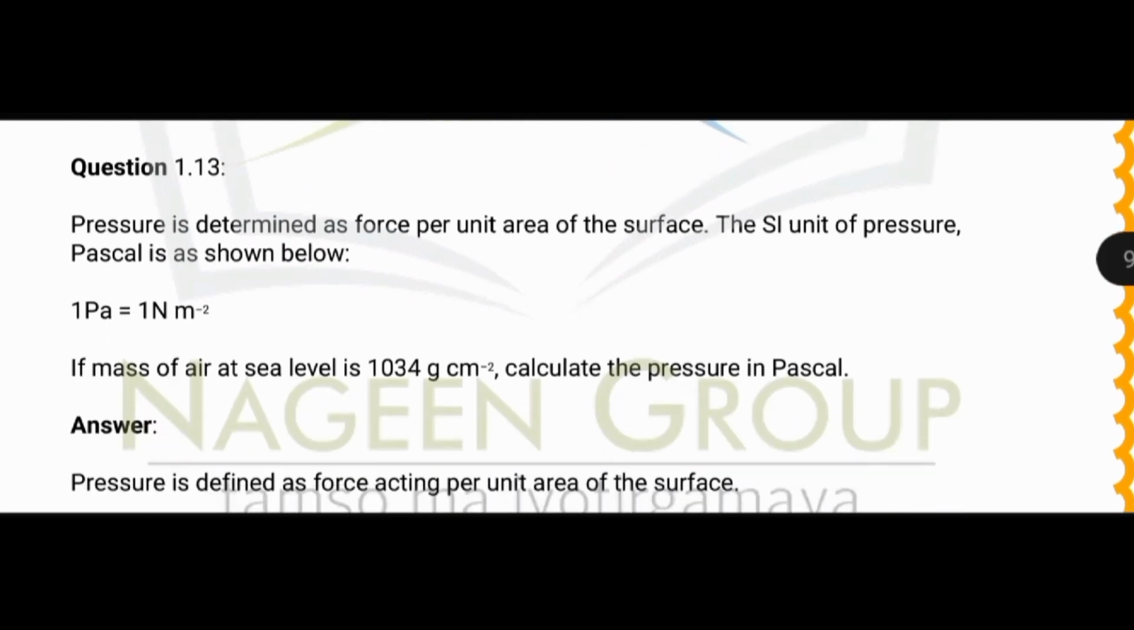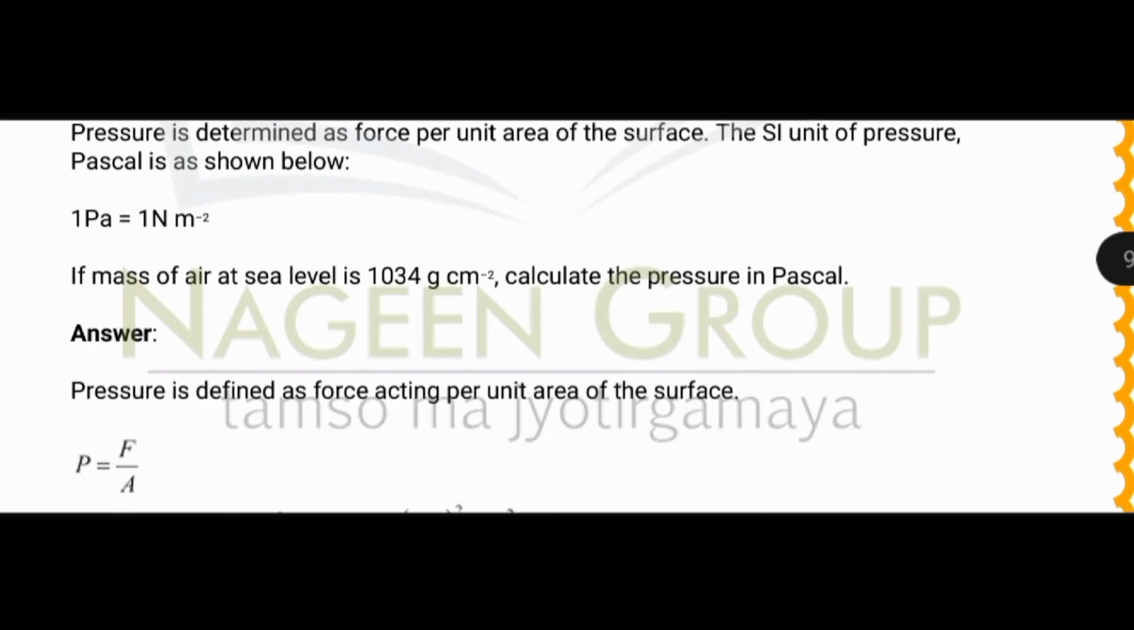Now the next question is, pressure is determined as force per unit area of the surface. The SI unit of pressure is pascal. And 1 pascal is equal to 1 newton per meter square. Now if the mass of the air at sea level is 1034 gram per centimeter square, then calculate the pressure in pascal.